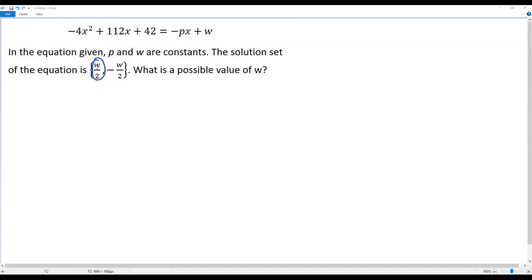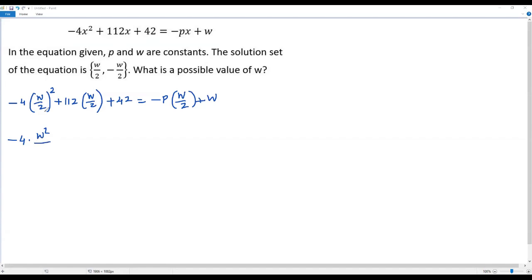Okay, now let me plug in the first solution w over 2 for x in this equation. Then I'm getting negative 4 times w over 2, whole squared, plus 12 times w over 2, plus 42 equals negative p times w over 2 plus w. Okay, negative 4 times, when I square a fraction, I have to square the numerator and the denominator both. When I square the numerator, I am getting w squared. When I square the denominator 2, it will become 4, positive.